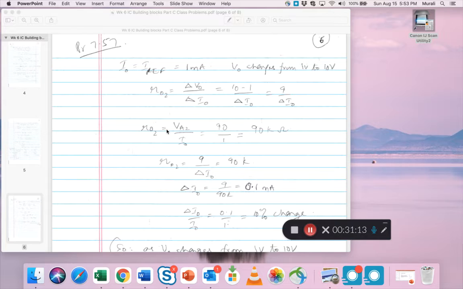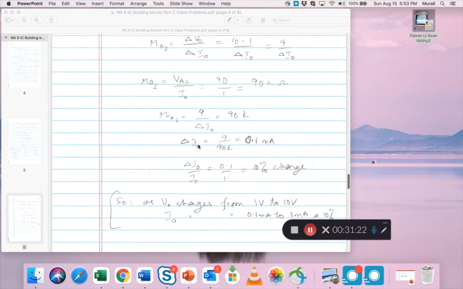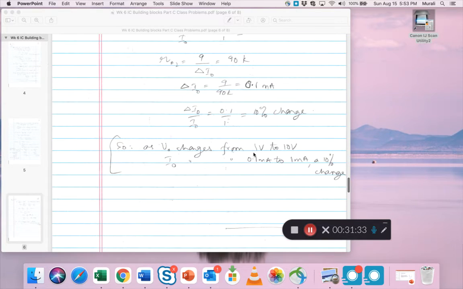Similarly, another formula for RO2 is VA by I, which is 90. So this 90 equals this, from which you get the change in current to be 0.1 milliamp. So the percentage change is from 0.1 to 1 or 10% change. So as VO changes from 1 to 10 volts, which is a 10 times multiplication, it's a pretty big change. IO only undergoes a 10% change, 0.1 to 1 milliamps.